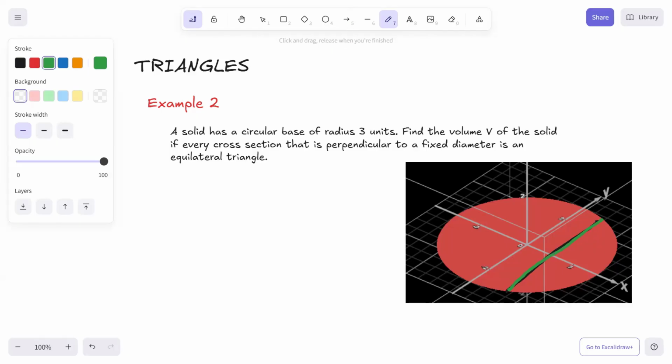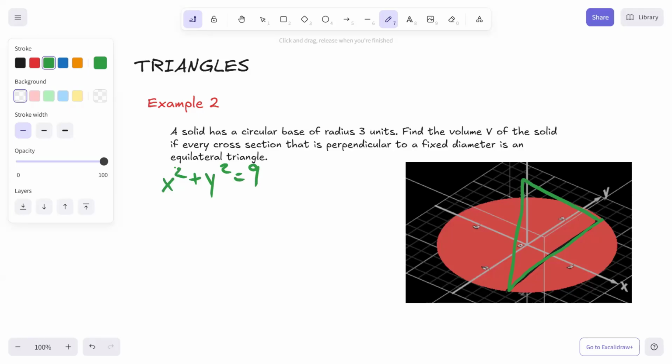You could think of this as a representative triangle here, and that's going to be stacked on top of the circle. So as the triangle goes from left to right across the x-axis, it's going to get bigger and smaller dependent upon the diameter. If this circle has a radius of 3, its equation is going to be x squared plus y squared equals 9. Each cross section of the solid is an equilateral triangle.